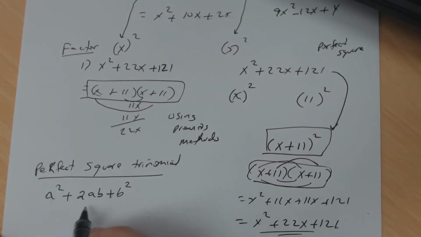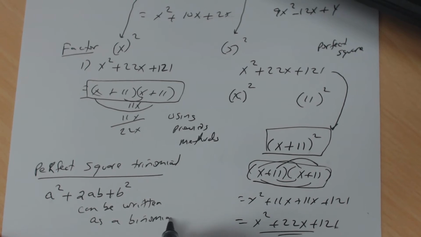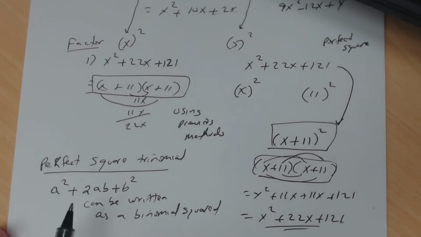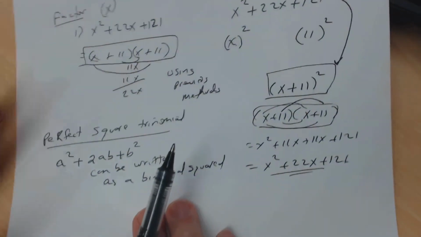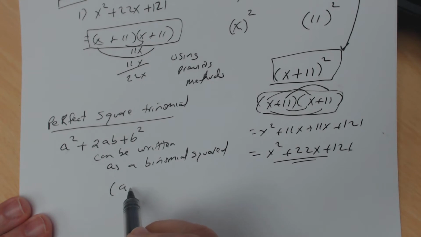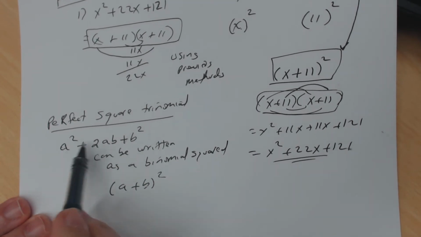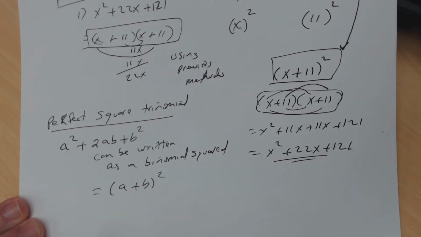So a perfect square trinomial can be written as a binomial squared. So it'll look like this. It'll look like a plus b squared. So this right here is equal to a plus b squared.